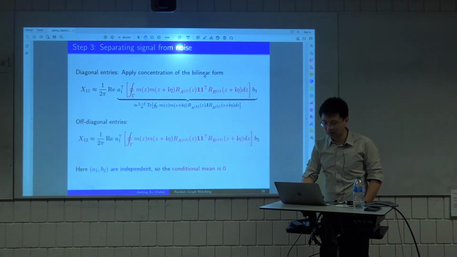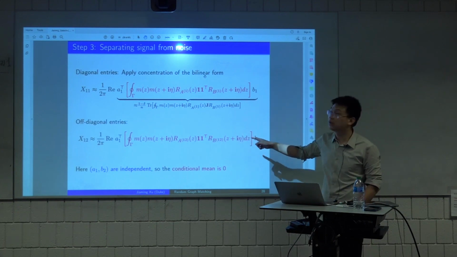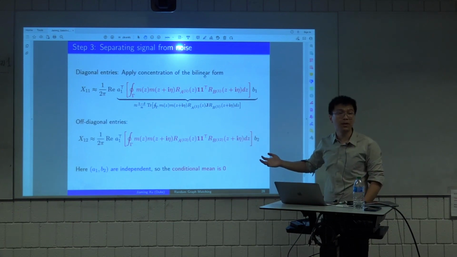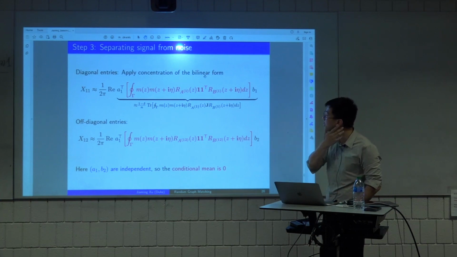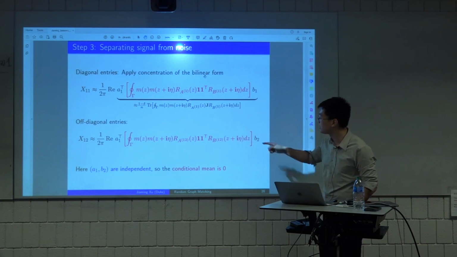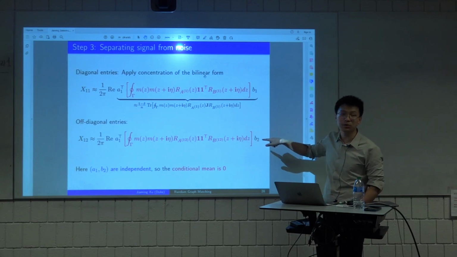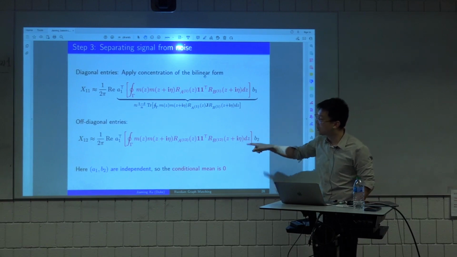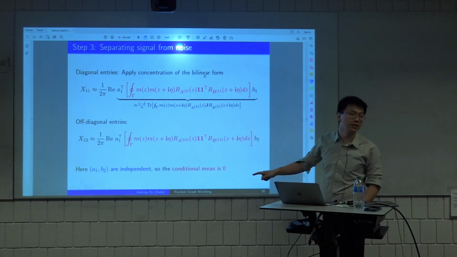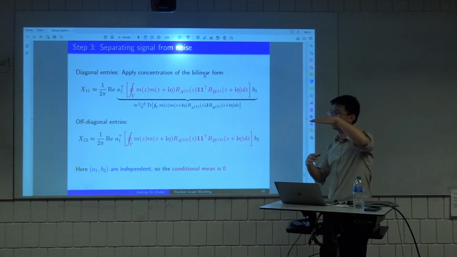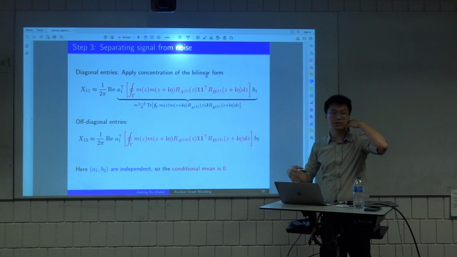Okay. For the off diagonals, you do the similar thing. But for the off diagonals, the crucial thing here is that you still have A1, but for the other one, let's say you look at the X12, then you have B2, right? So A1 and B2 now, crucially, they are independent, right? Because they're corresponding to the different parts of this matrix, right?